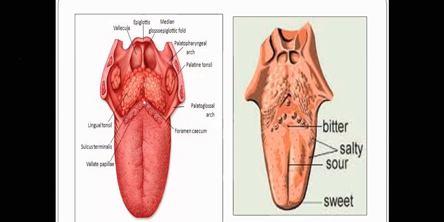This foramen cecum is the point where the thyroglossal duct appears, and from here the thyroid gland develops and goes down and comes in front of the neck. And when it completely develops, the thyroglossal duct completely vanishes, and only this foramen cecum remains.